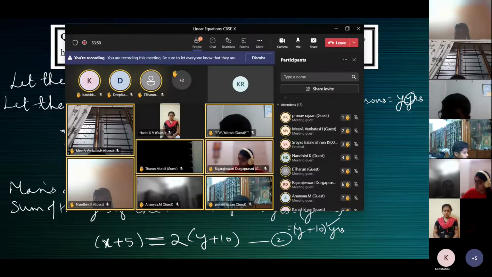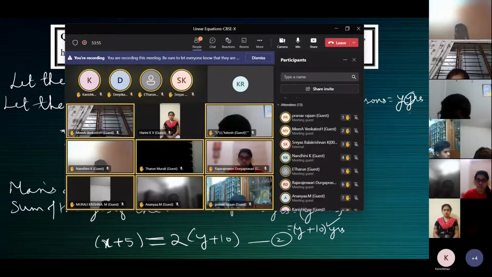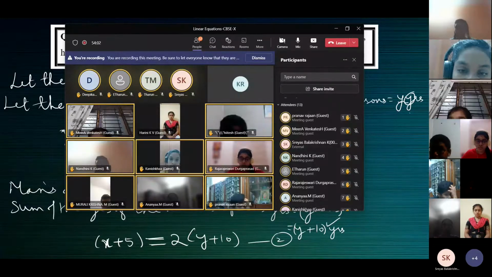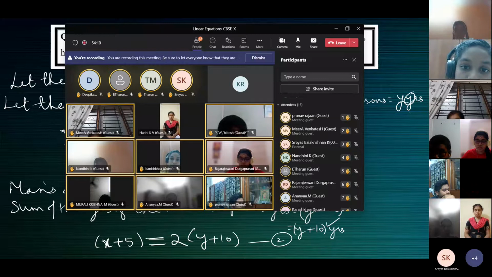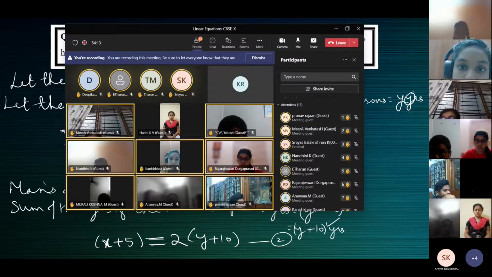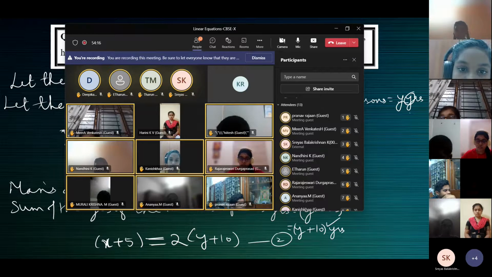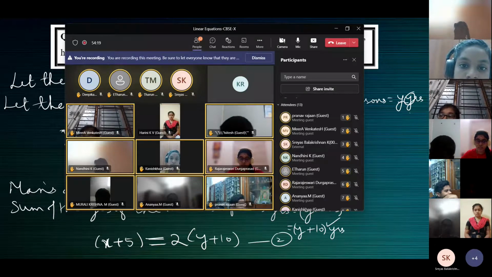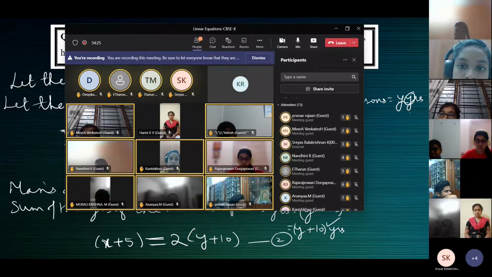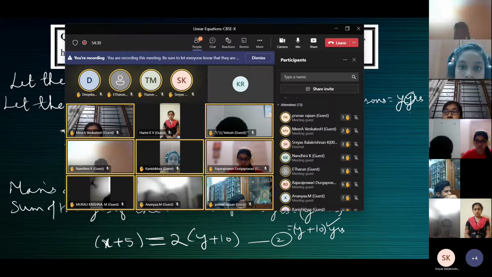I appreciate the way Nandini, Ananya, Rajeshwari, Meera, I can't see her face, but to an extent Meera, and Kanishka, Harini. I said Nandini, Ananya, Rajeshwari, Meera, Harini. So that's how you're supposed to. I'm not saying anything about the others. When you're looking here and there, moving, you're distracting the others.